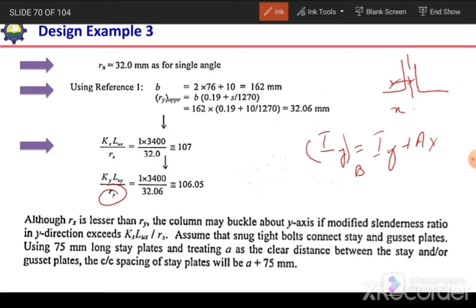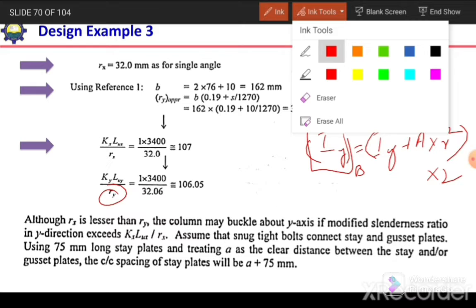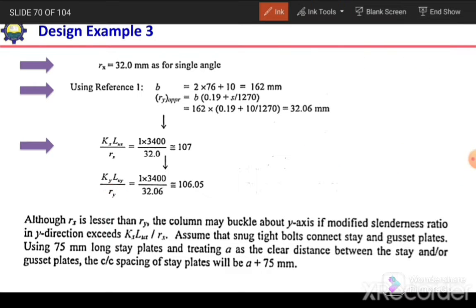So it will actually be x plus 5, because the spacing between the two members is 10, so half of it will be 5, so x plus 5. So I write it as r, so A r square. We need to multiply it with 2 because we have two identical sections. In this way we can calculate the Iy value. It will give us the exact value of Iy, and from the Iy we can calculate Ry.